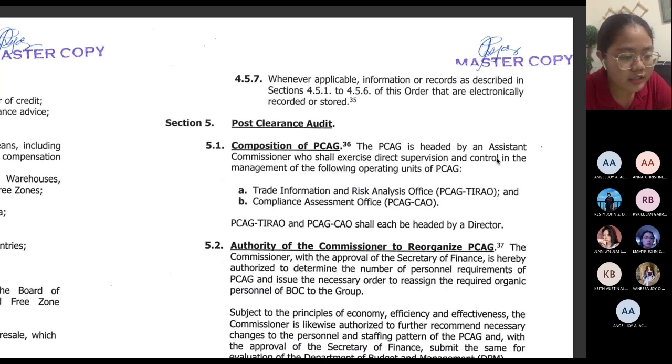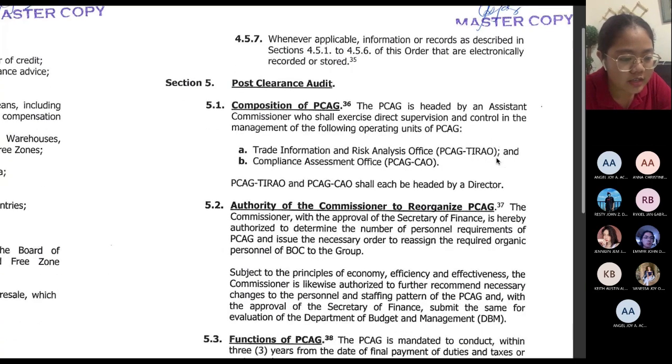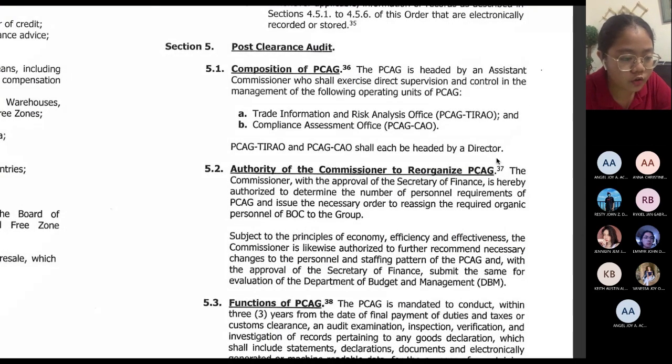Section 5, Post-Clearance Audit. 5.1, Composition of Post-Clearance Audit Group. The Post-Clearance Audit Group is headed by an Assistant Commissioner who shall exercise direct supervision and control in the management of the following operating units of the Post-Clearance Audit Group. Letter A, Trade Information and Risk Analysis Office, or PCAG-TIRAO, and B, Compliance Assessment Office, or PCAG-CAO.